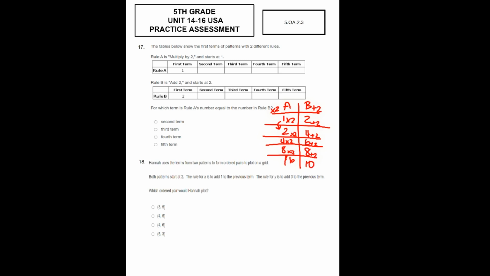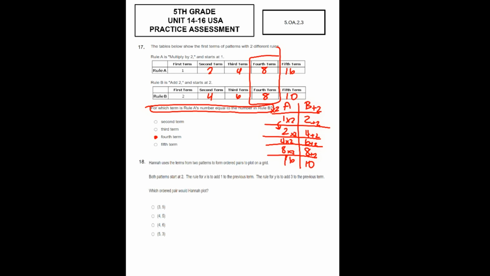Now it says, for which term is Rule A's number equal to Rule B's? If we just write these in, for A, I had 1, 2, 4, 8, 16. For B, I had 2, 4, 6, 8, 10. Which term has the same number in it? That is term 4. The 4th term has 8 and 8 inside of it. That's how we would do number 17.